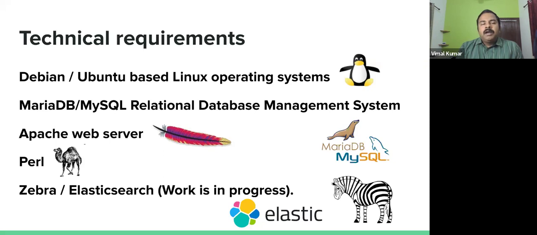Then Perl. Perl is the programming language Koha uses. The source code is written in Perl. Perl is a very old programming language. These days, many software use PHP. At that time, PHP was not developed, so they preferred to use Perl. Now, the source code has grown very big, so they cannot transfer it into PHP. So they still stick with Perl.